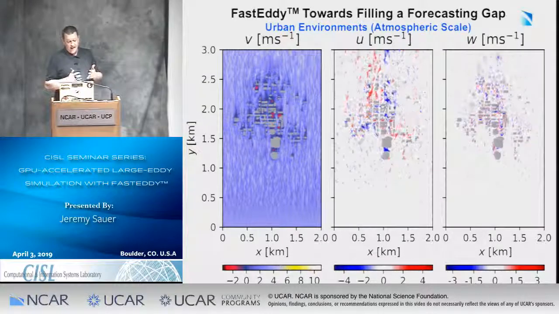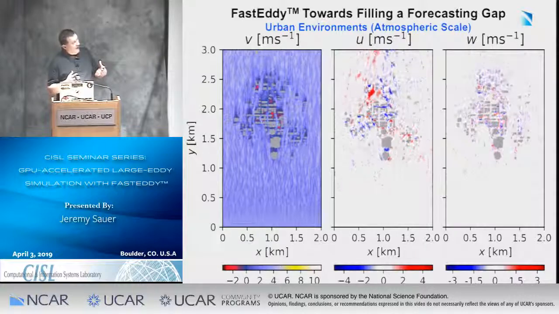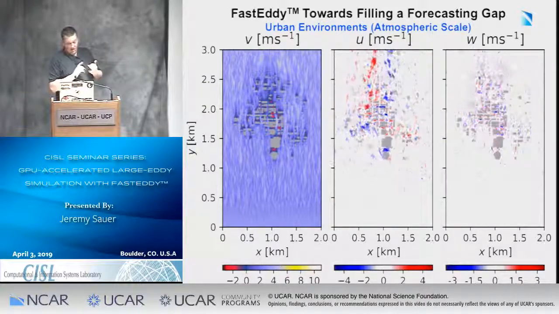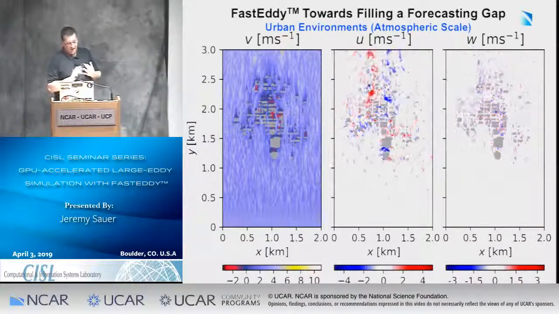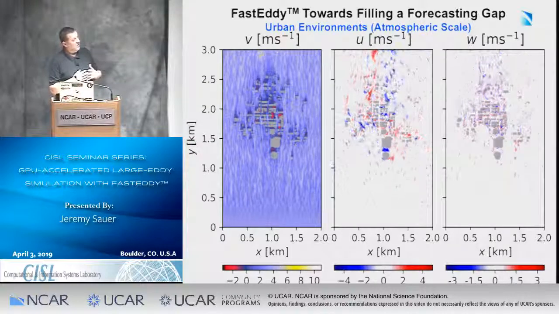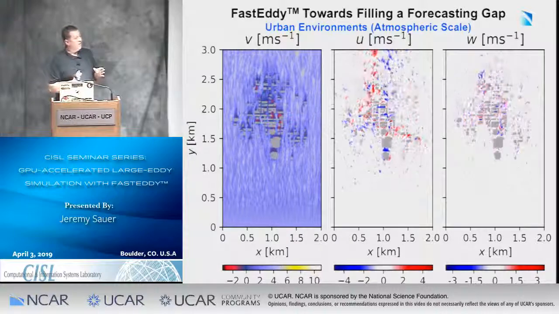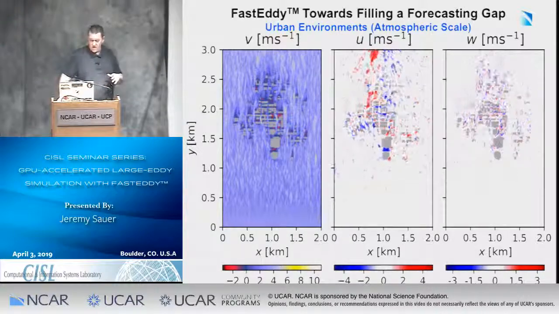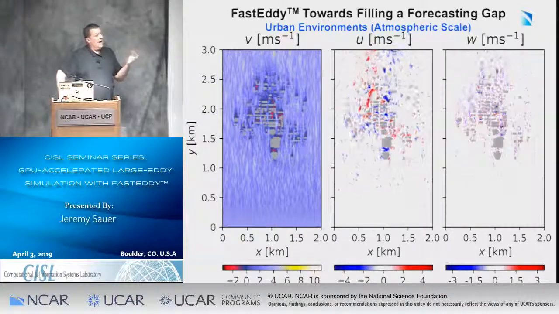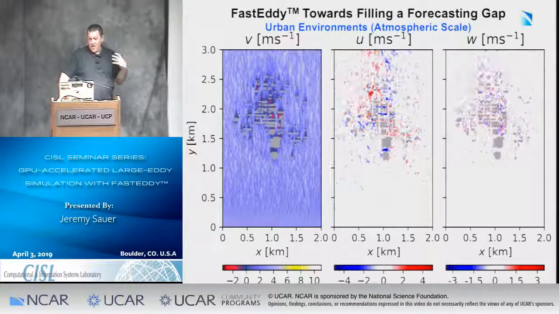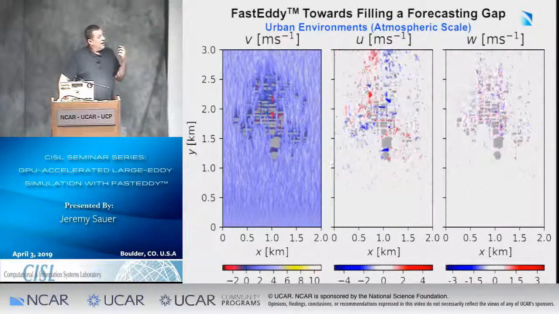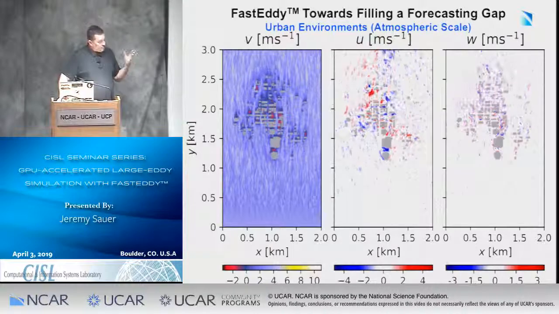And what we can see is that, with the combination of the surface forcing conditions we've added and the cell perturbation method to instigate turbulence, we think we're going to have some really nice agreement with these Oklahoma City field campaign results. And we can start tackling this gap of microscale forecasting in an urban environment.